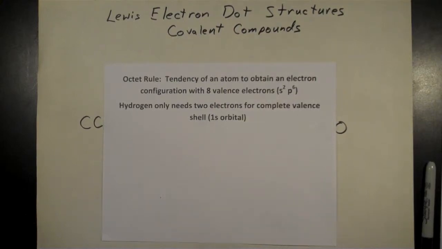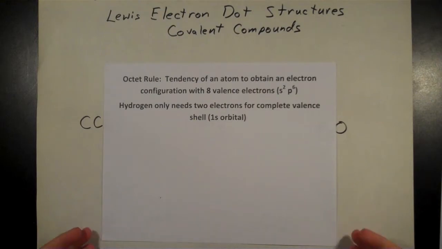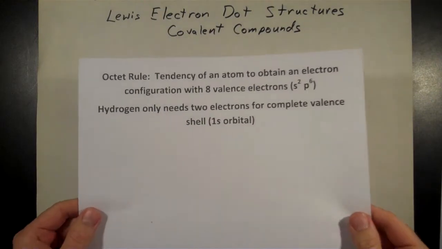Hi there, this video is going to be about Lewis electron dot structures and covalent compounds. We already did a video on ionic compounds, so this is going to show how it works with covalent compounds. And some of the same rules apply here.